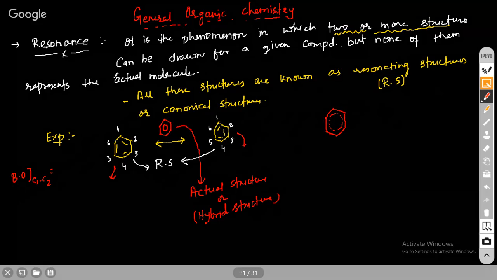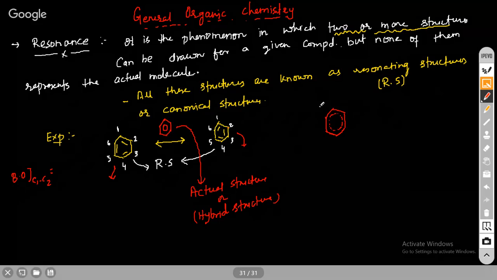So resonance is a phenomenon by which two or more structures can be drawn for a given compound. How are these structures drawn? By the movement of pi electrons. This kind of resonating structure also gives a kind of stability to the compound. We'll talk about this stability later on. But resonance is this only.